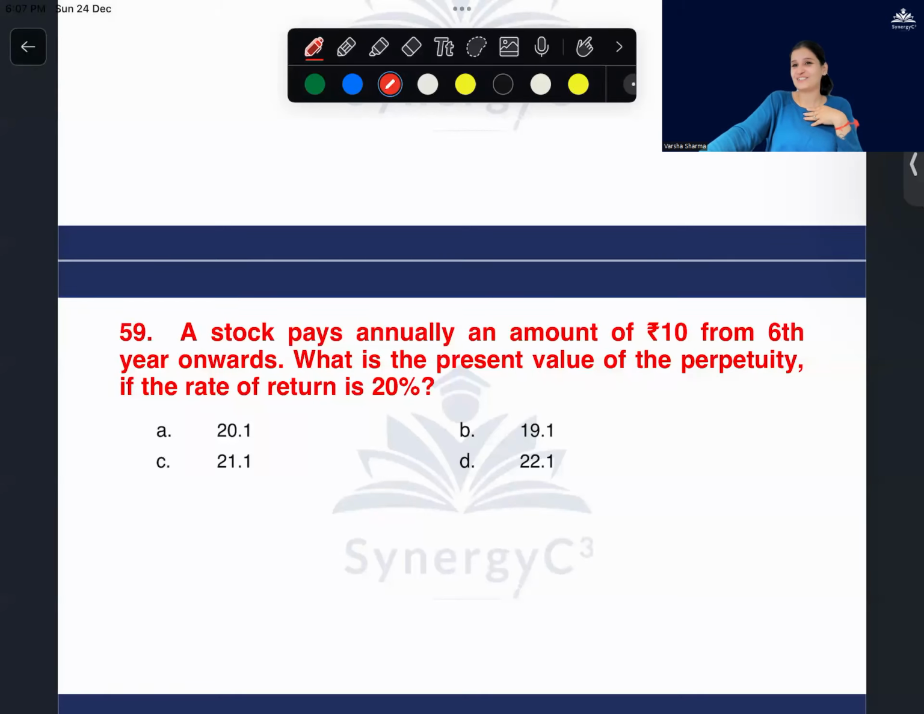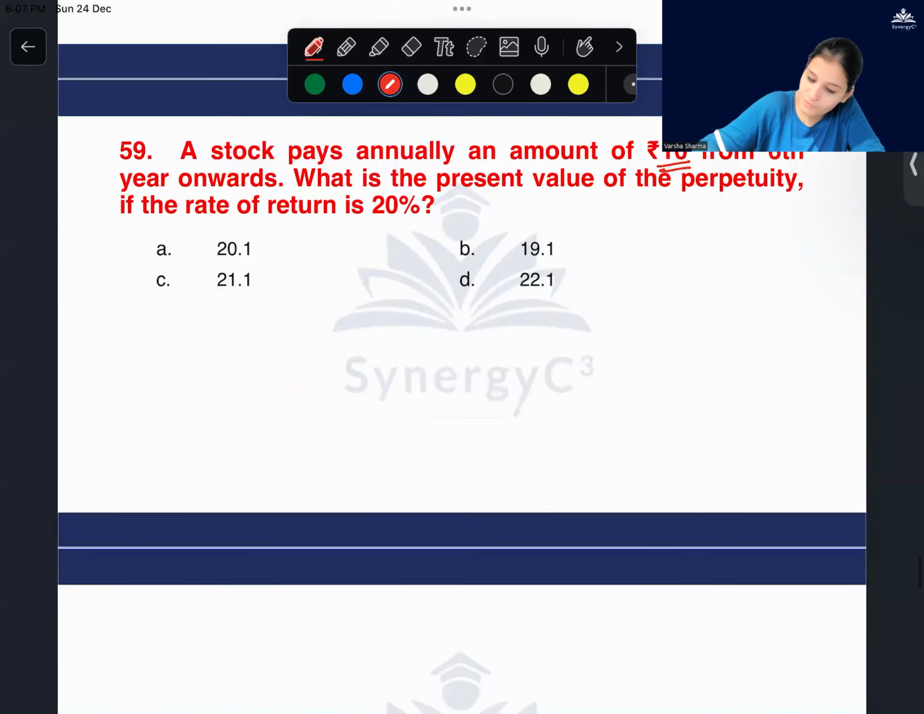I read the question. It's not normal. Okay, let's see. A stock pays annually an amount of rupees 10 from the 6th year onwards. So the annuity amount is rupees 10, but it is from the 6th year. What is the present value? From the 6th year, we are making payments of 10, 10, 10. And perpetuity is forever. So in forever, whether you have 5 years more or 5 years less, how does it even matter?